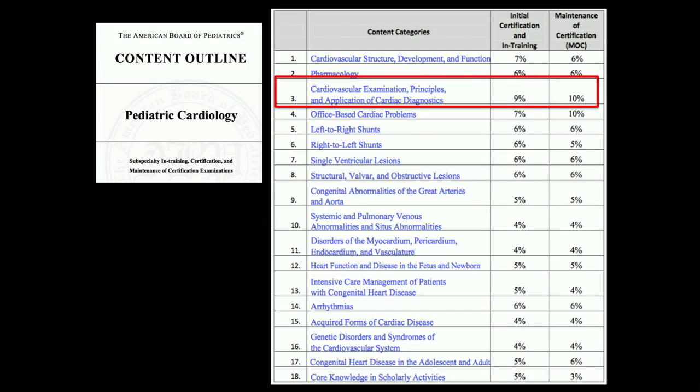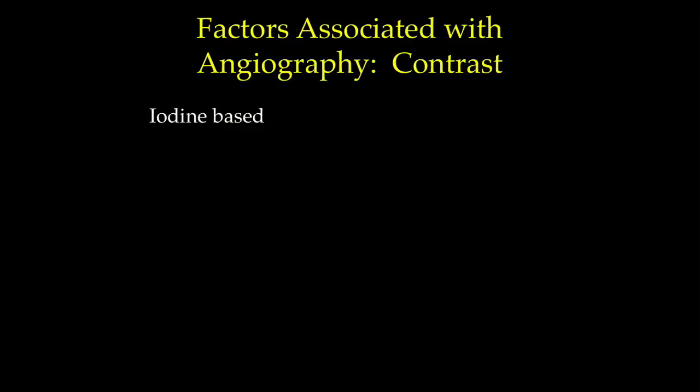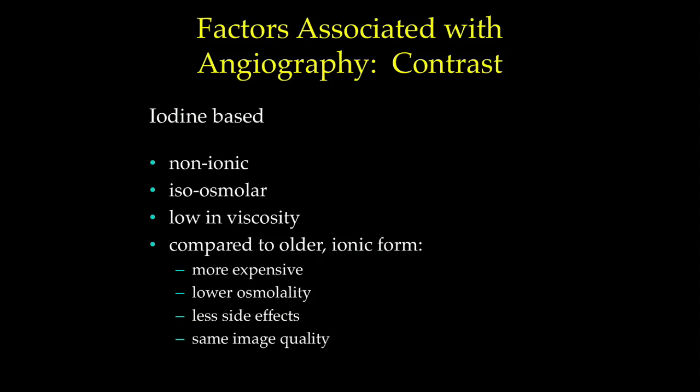Okay, I'm just going to run through this first part really fast because I think it's low yield and you can only remember so much. In terms of the factors associated with angiography, we'll start with contrast. The contrast agent is iodine-based, non-ionic, isoosmolar, and low in viscosity. Compared to the older forms, it's more expensive, has lower osmolality and fewer side effects, and we get the same image quality, so a little bit better. The thing to remember is it's non-ionic and isoosmolar.